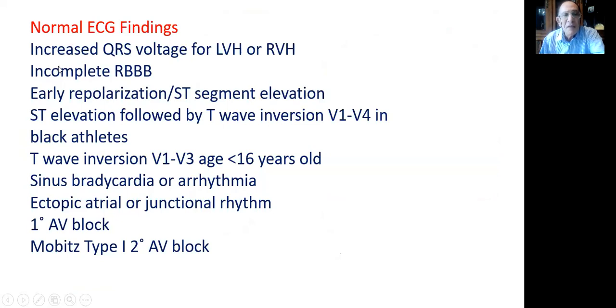Normal ECG findings: increased QRS voltage for left ventricular hypertrophy, incomplete right bundle block, early repolarization with ST segment elevation, ST elevation followed by T wave inversion in V1 to V4 in black athletes, T wave inversion from V1 to V3 only in young athletes below 16 years, sinus bradycardia or arrhythmia, ectopic atrial or junctional arrhythmia, first degree block, second degree Mobitz type 1 block.